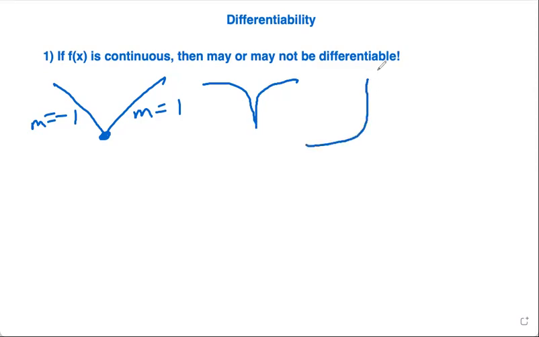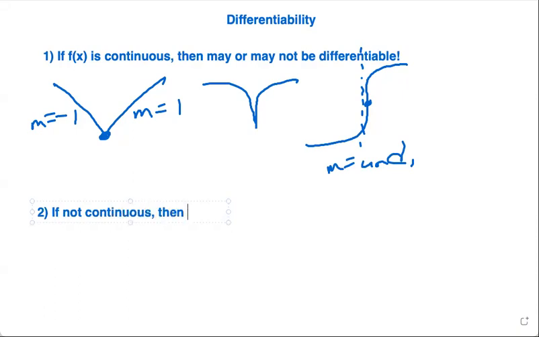And then one more is what's called a vertical tangent, where the tangent line goes vertical because the slope of a vertical line is undefined. And if the slope is undefined, then that means that the derivative is undefined, and hence it's not differentiable. However, if it's not continuous, well, then it's not differentiable.